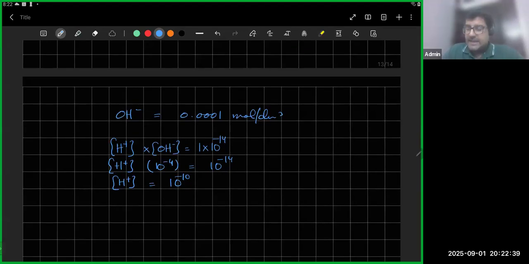So what happens is, in the case of a base, you're not going to focus on the OH ions. You're going to use the ionic product of water and try to figure out what H plus 1 is. Once you know that, you just take the negative log of the H plus 1 concentration, which is the negative log of 10 power minus 10. That's what your pH is. The log of 10 power minus 10 is minus 10, and since there's a negative sign, that gives you 10. So the pH is going to be 10 in this case.